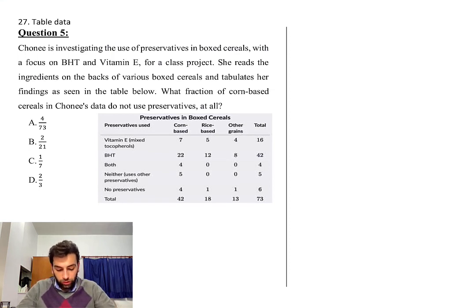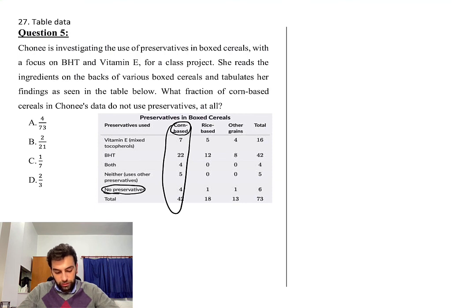So we need to look at the fraction of corn-based cereals, which is this column only. And of those, what is the percentage that the corn cereals do not use preservatives, which is this case? It's 4 out of the total, which is 4 out of 42, which, after simplifying, is equal to 2 out of 21, and thus my answer would be choice number B.